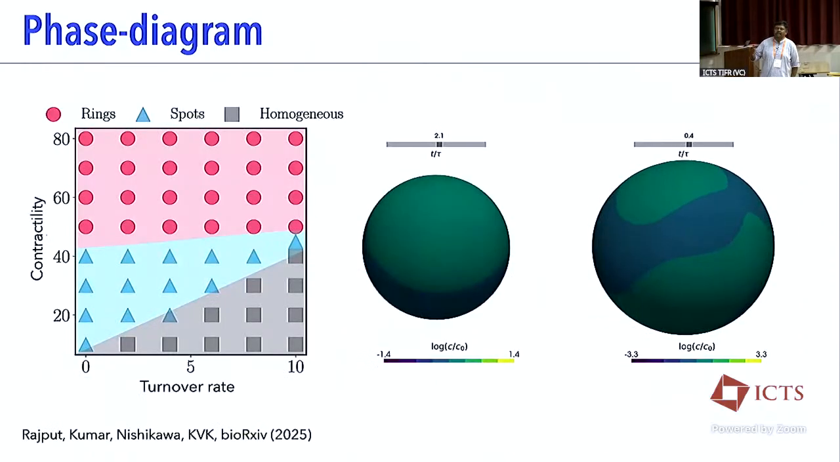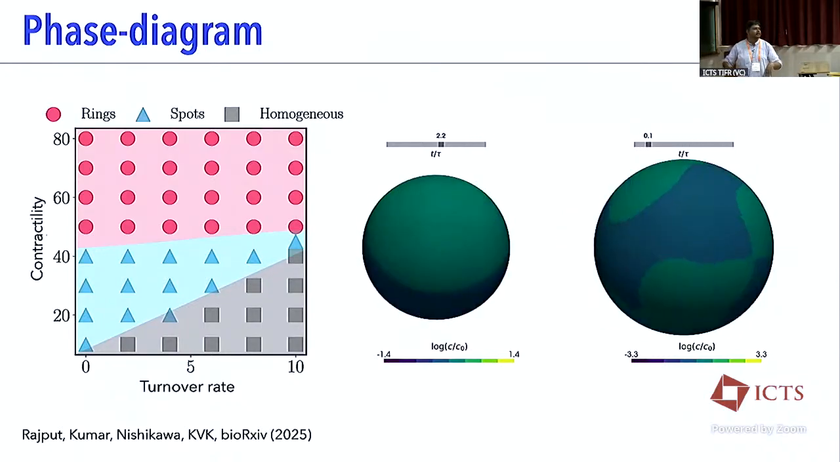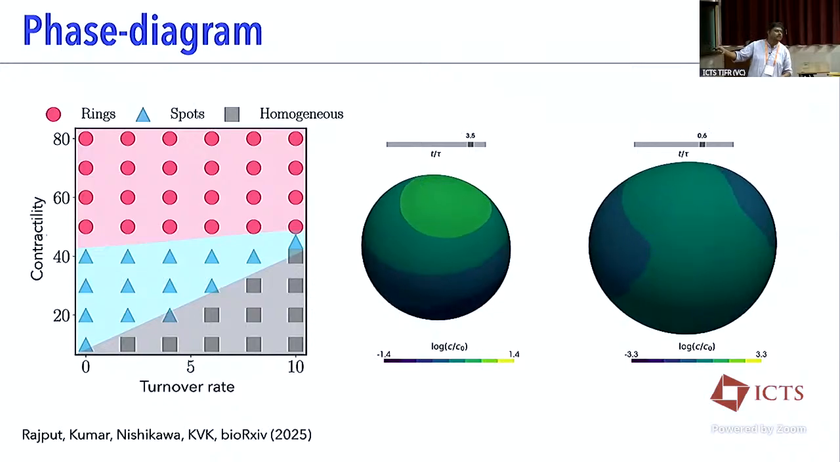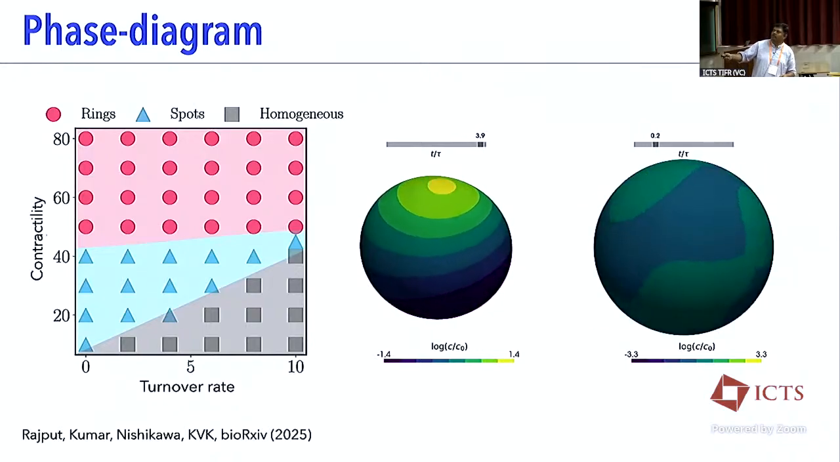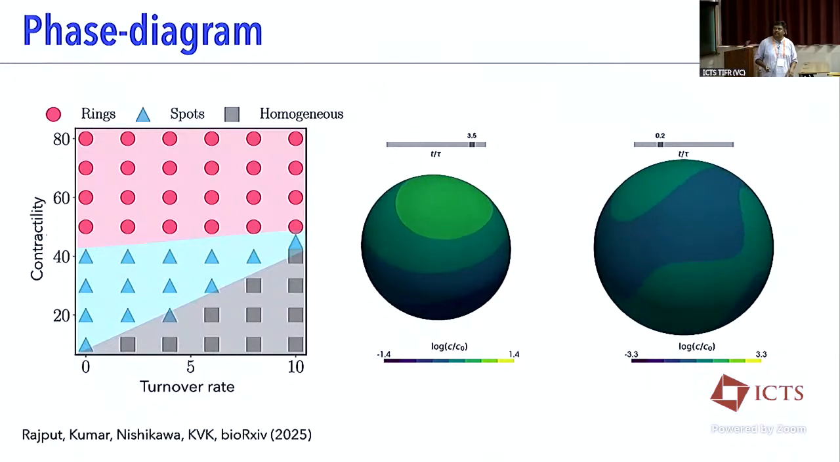So there's a whole phase diagram. So there's some non-dimensional contractility and there's some non-dimensional turnover rate. Clearly, if you're at very low contractility, the only pattern that's possible is a sphere with a homogeneous pattern of myosin. If you increase the contractility, you get a shape which is non-spherical with a single spot sitting there. And if you go to higher contractility, you start getting ring-like constriction patterns appearing spontaneously. This is an instability of the homogeneous state.